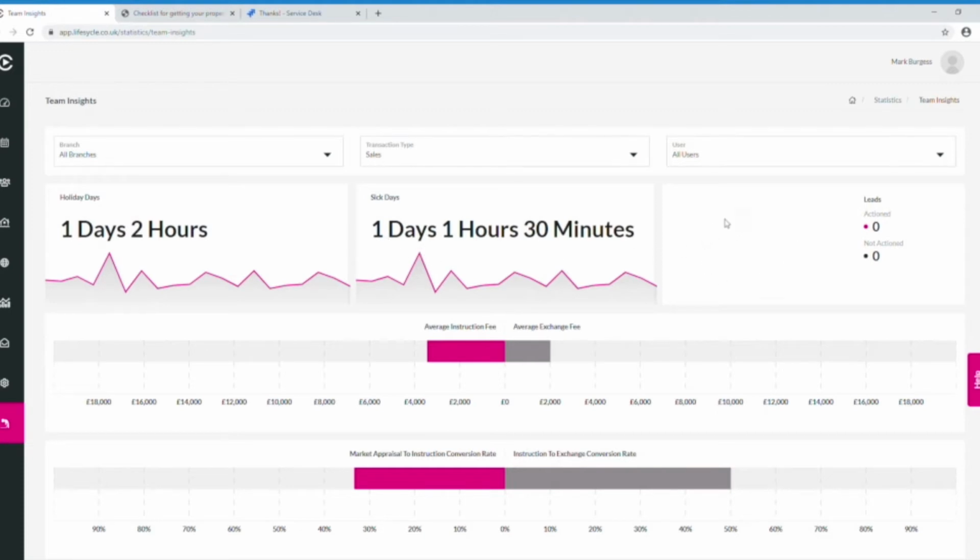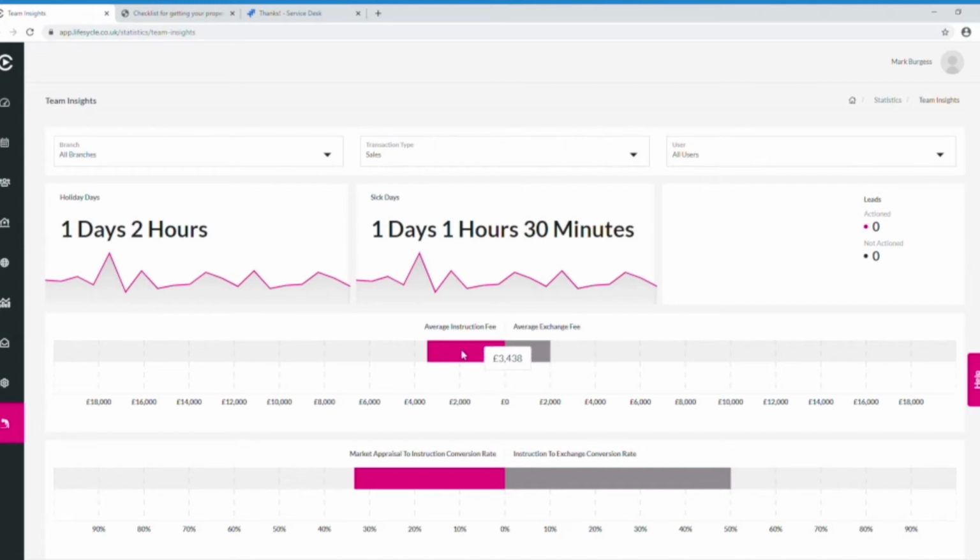Over here, you'll start to see a pie chart emerge whereby we can see the number of leads that have come in and how many have been actioned and how many have not been actioned, either by user or by branch. Down the bottom here, this is really quite interesting.